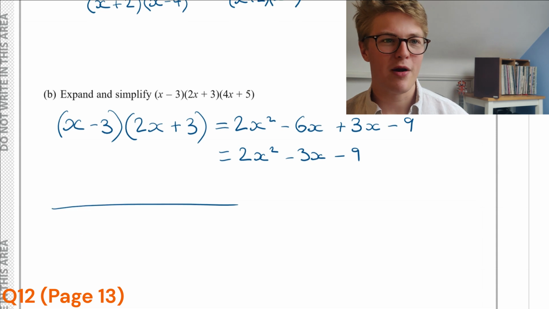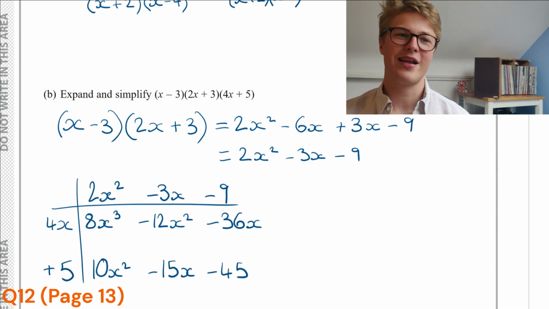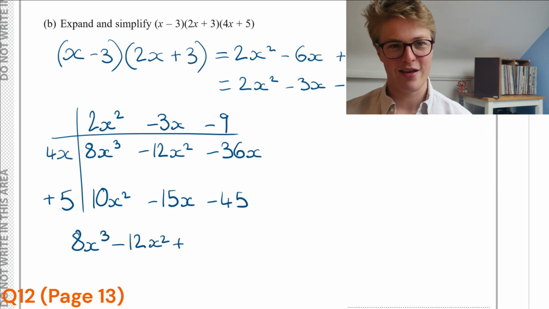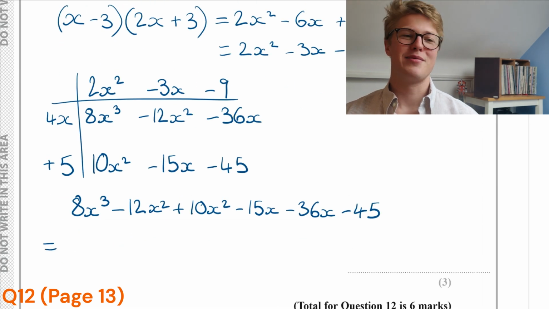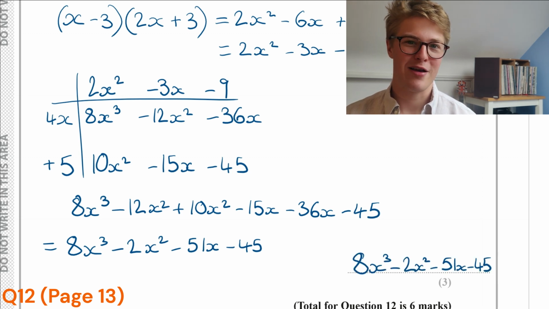We then multiply this by 4x plus 5, and we get 8x cubed minus 12x squared plus 10x squared minus 15x minus 36x minus 45. This simplifies to 8x cubed minus 2x squared minus 51x minus 45 as our final answer.